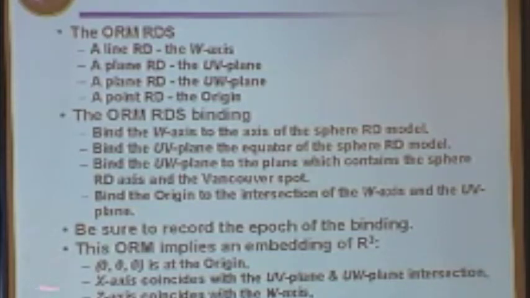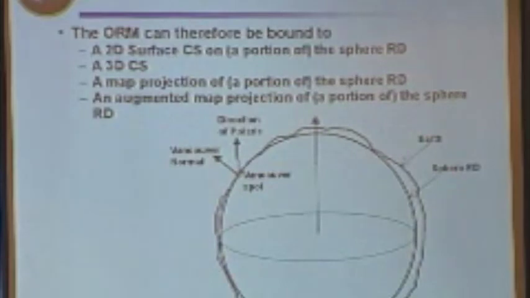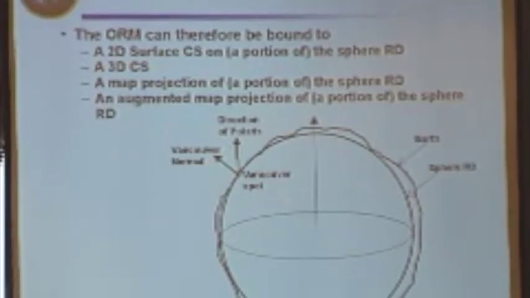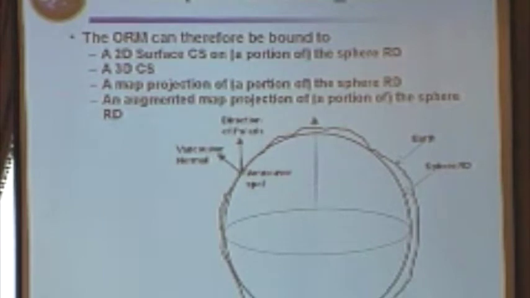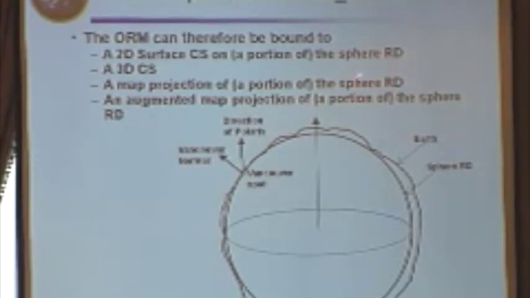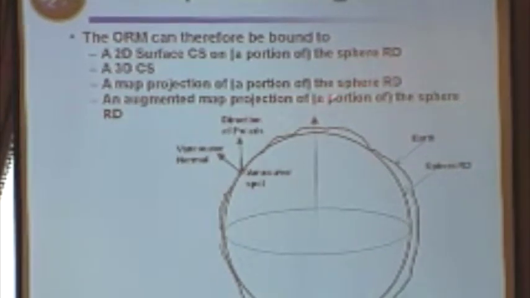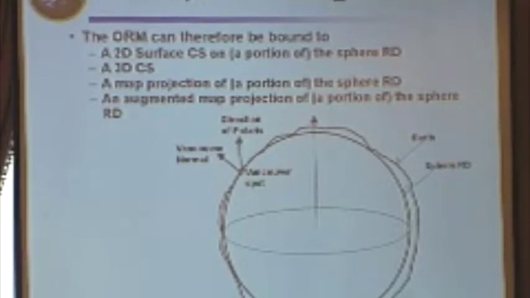And this ORM implies an embedding of R3, where we make these identifications. And so now there are many coordinate systems we can bind to this ORM, or ERM. We could put a surface coordinate system on the sphere. We could put a 3D coordinate system in various ways, and we can use map projections on a portion of the sphere, and augmented map projections built on those. We'll talk about those a bit later.